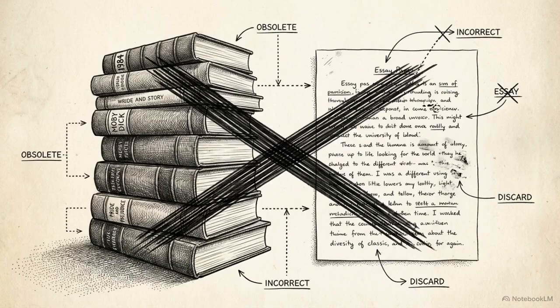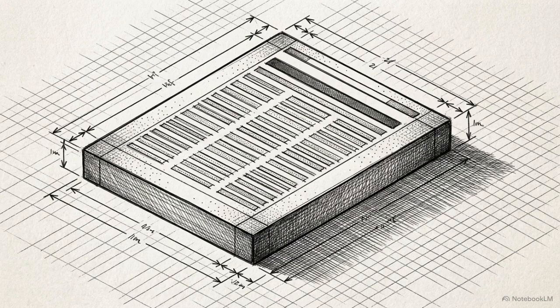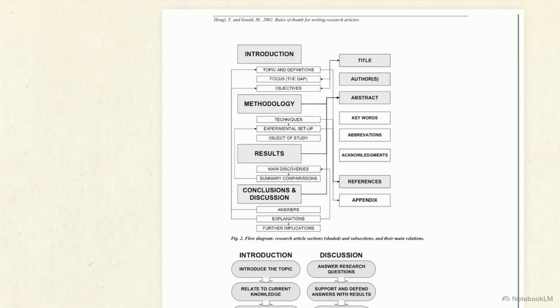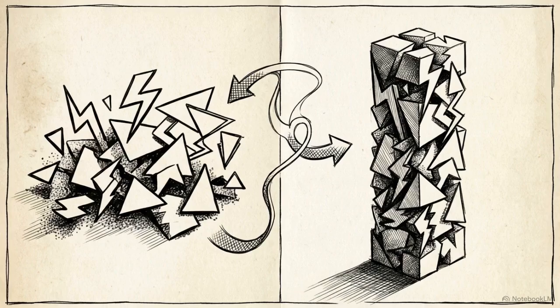A research article is not a novel, and it isn't an essay. It is a highly rigid technical document governed by international consensus. This diagram shows the foundational architecture of research papers, IMRAD, short for Introduction, Methodology, Results, and Discussion. These sections must connect sequentially, guiding the reader logically from a broad problem at the top down to a rigorously defended conclusion at the bottom. Adopting this architecture forces your raw facts into a verifiable narrative.